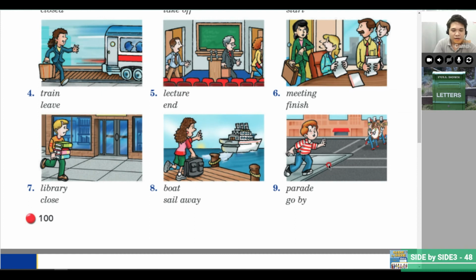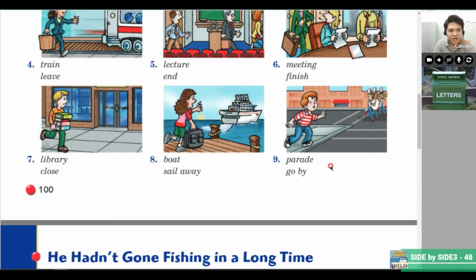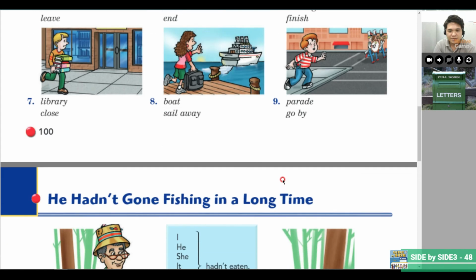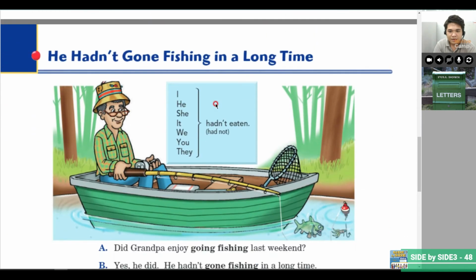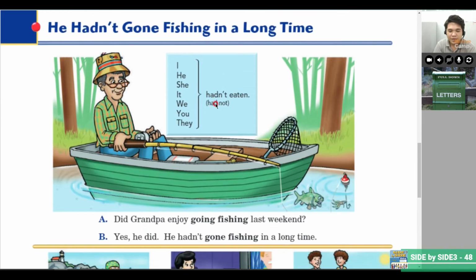Okay, so we're done with page 100. Let's go to page 101. Do you have any questions about the activity that we did? Not so far. Okay, good. Let's have 101. He hadn't gone fishing in a long time. Now let's have the blue box first before we start. I hadn't eaten. He hadn't eaten. She hadn't eaten. It hadn't eaten. We hadn't eaten. You hadn't eaten. They hadn't eaten.